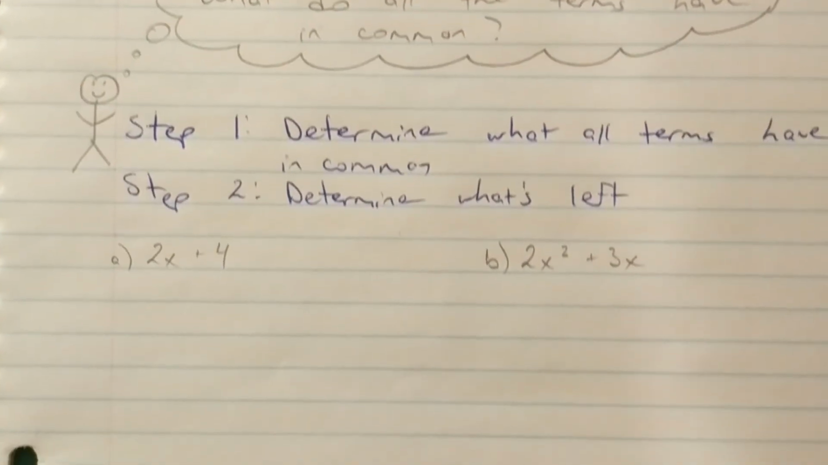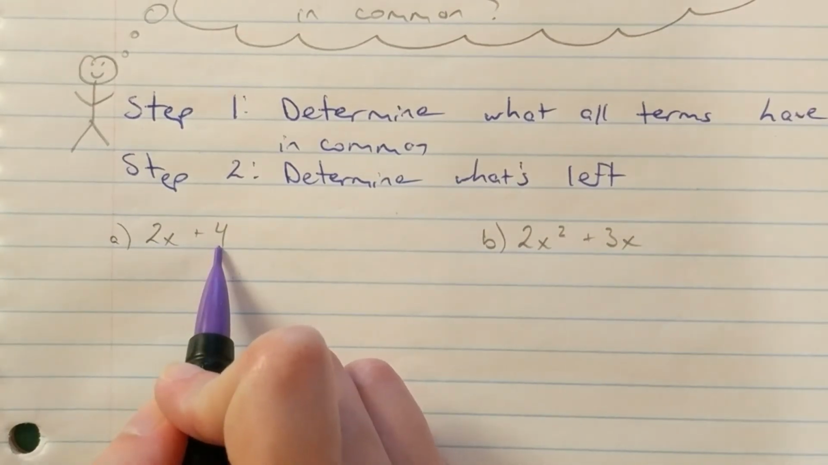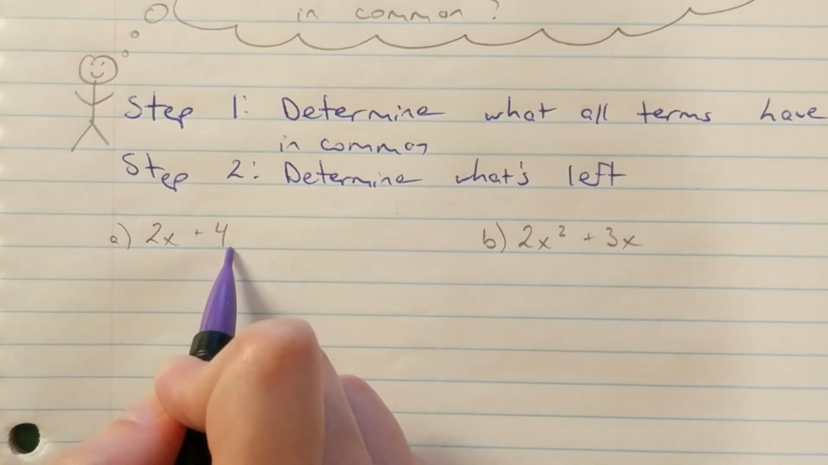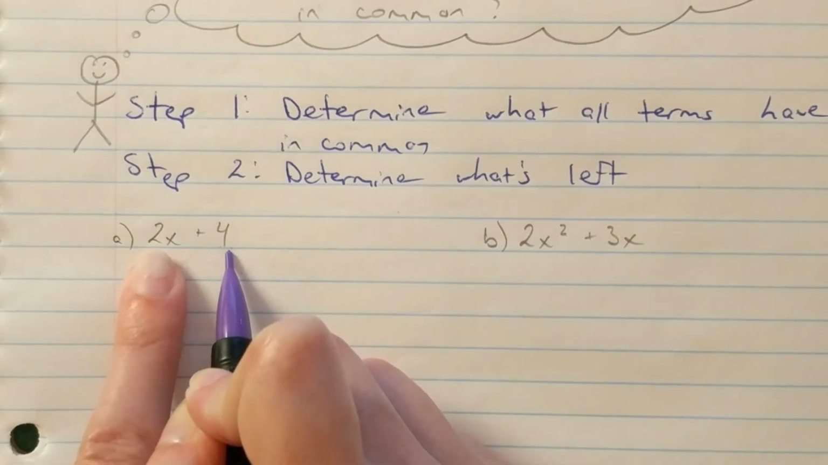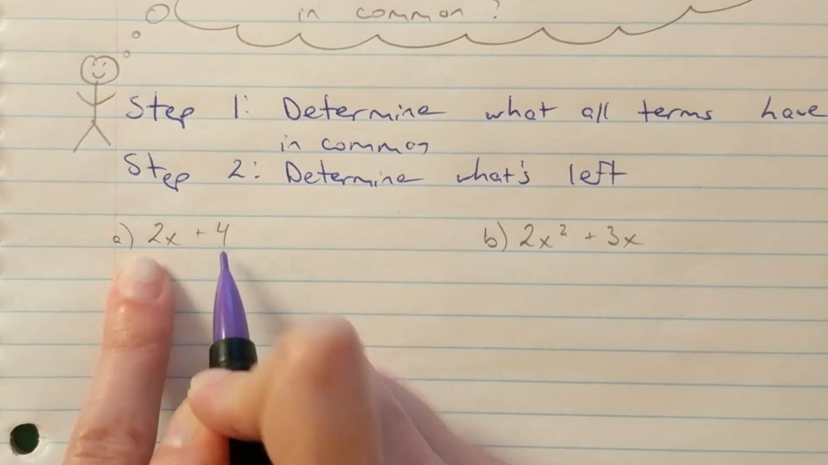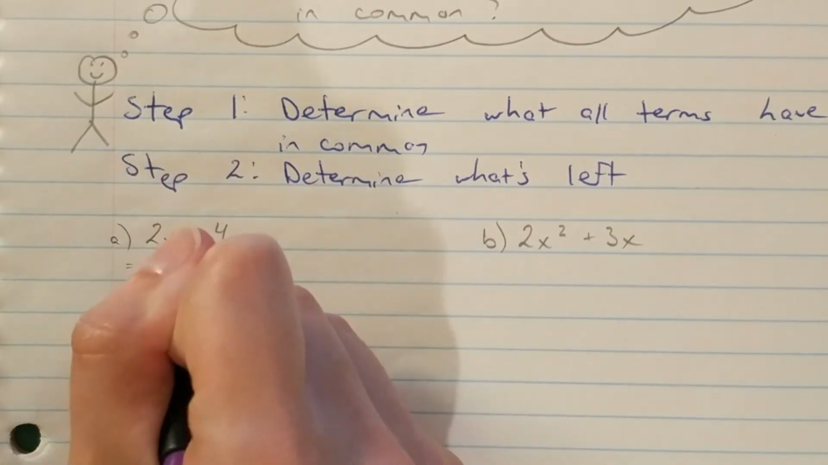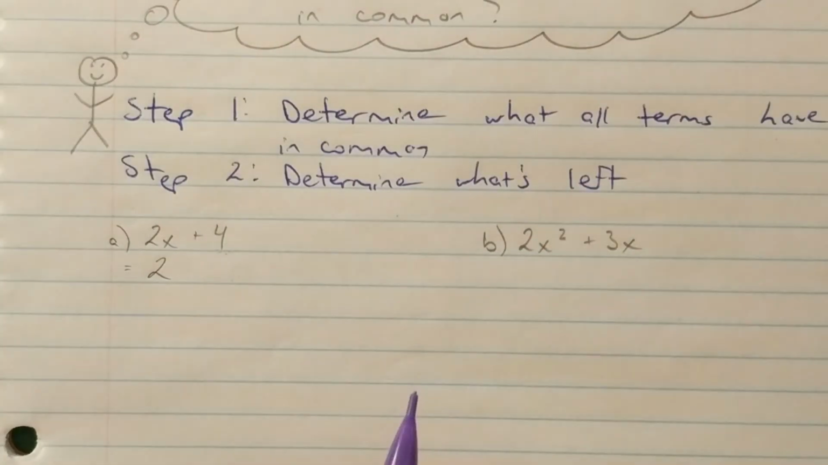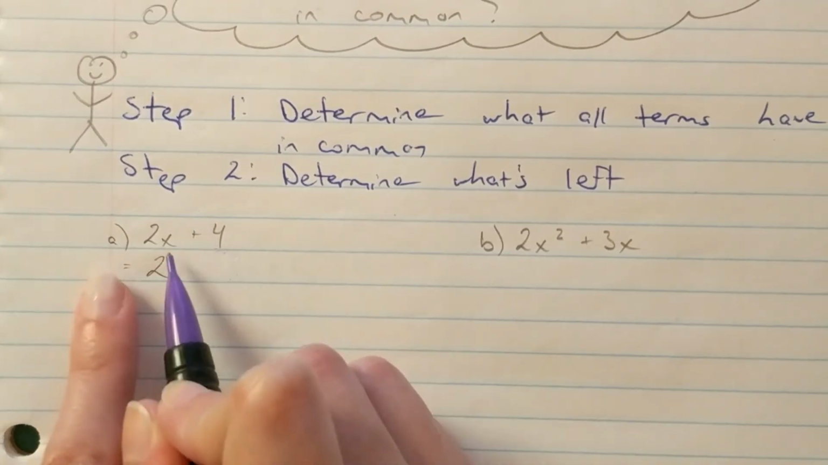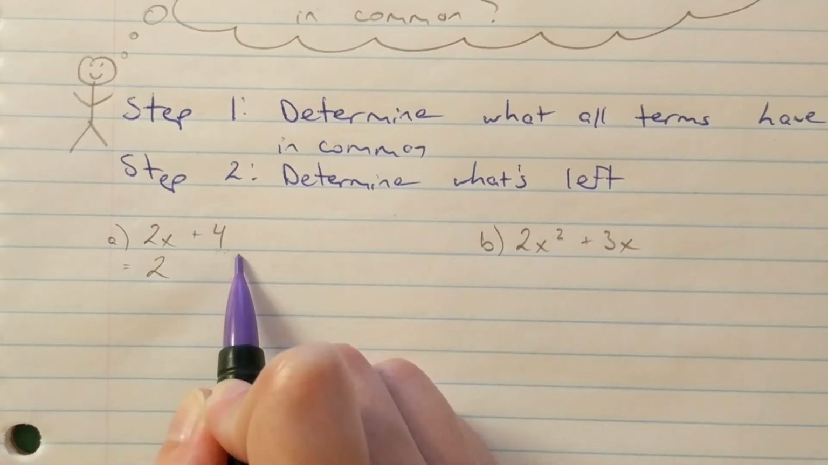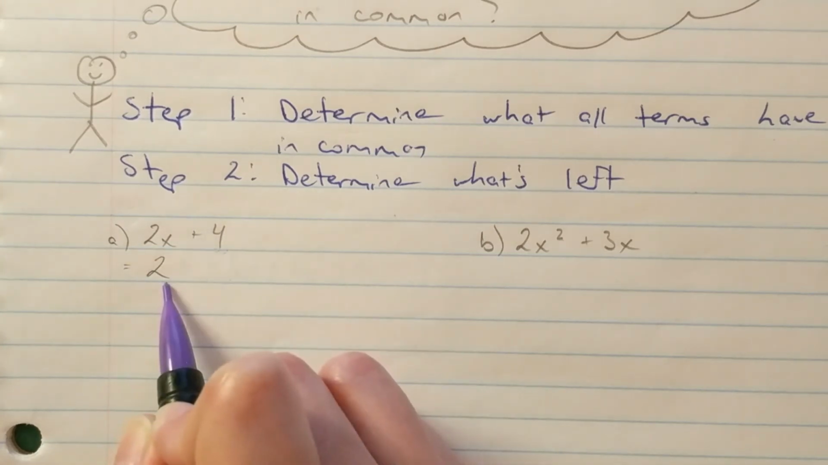Let's look at our first example here. 2x plus 4. We need to figure out what these terms have in common. The first thing I'm going to consider is the numerical coefficients, and I'm looking for the greatest common factor between 2 and 4. In this case, the greatest common factor is 2, so I'm going to write 2 first. I also need to consider if there are any variables that these terms have in common. My first term has an x. My second term has no variable. And therefore there are no variables that these terms have in common. So I'm just left with a 2.